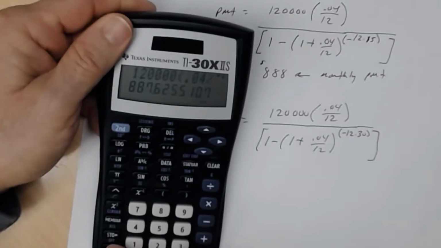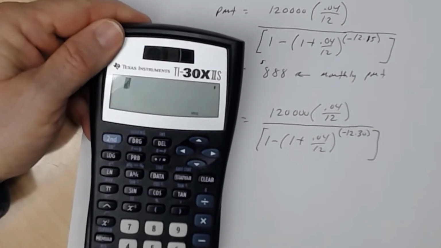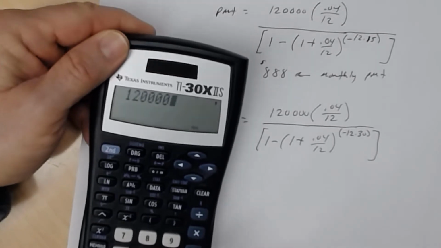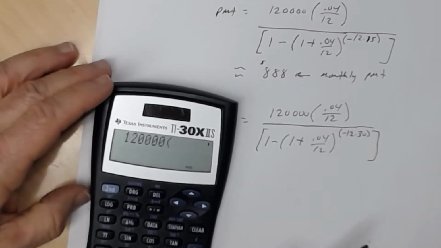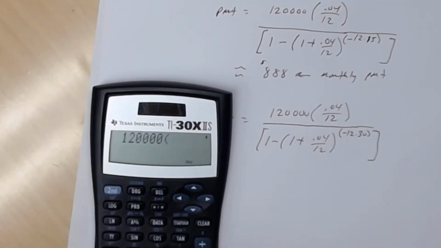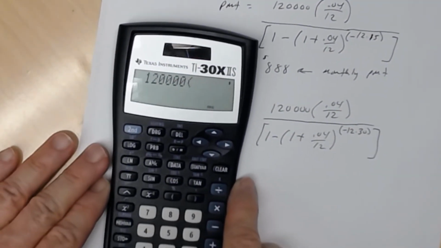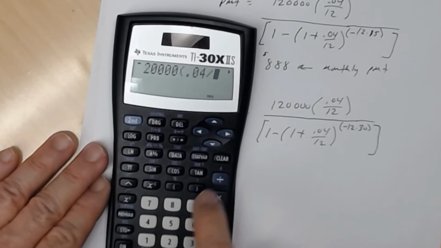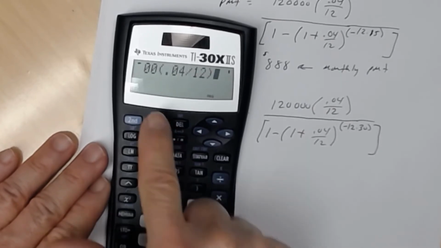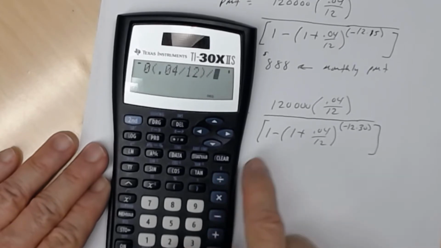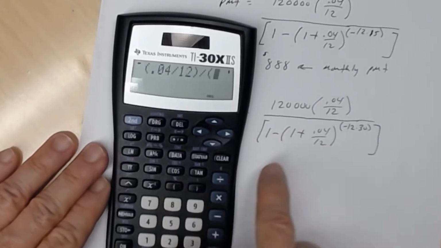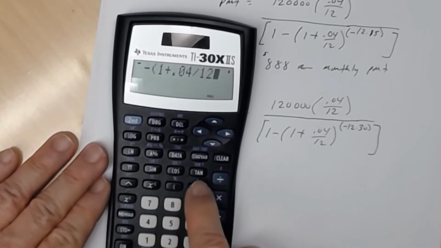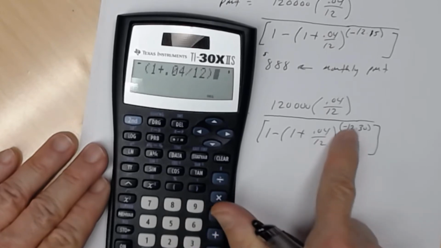All right, so here we go. Use your calculator. 120,000, times parentheses, 0.04 divided by 12, close the parentheses. Okay, see it up here. Divide by parentheses 1 minus parentheses 1 plus 0.04 divided by 12, close the parentheses. Now let's do the exponent.